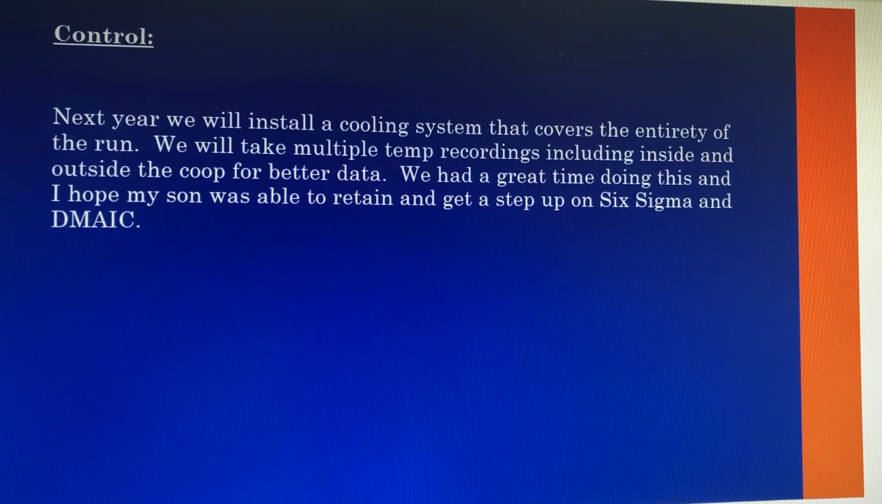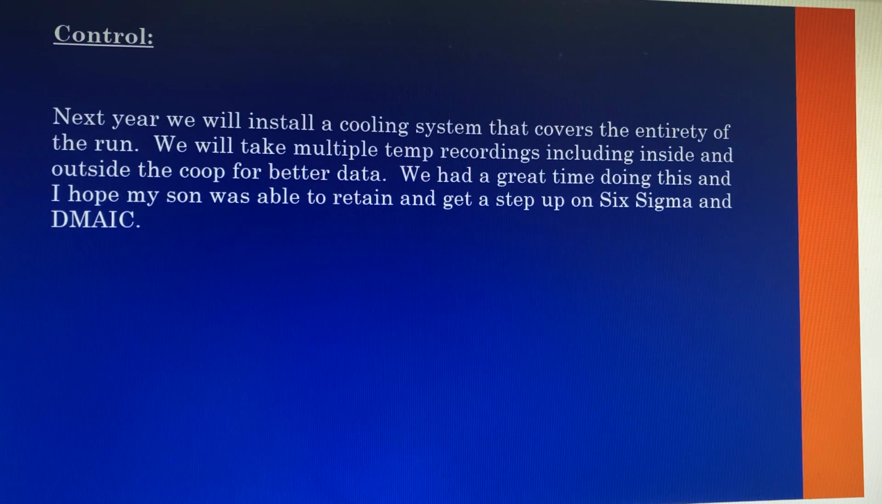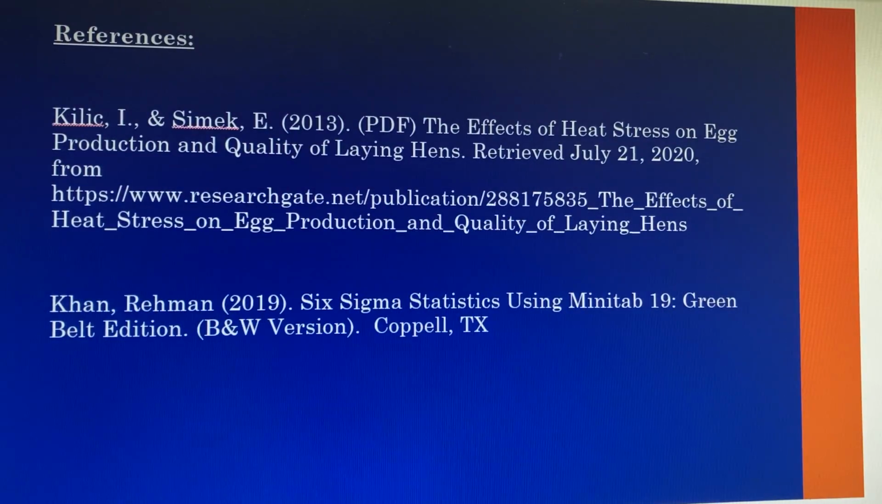Next year, we're going to install a larger cooling system that's going to cover the entirety of the run. We'll take multiple temperature readings, including inside and outside the coop, so we can gather better data and see if there's a correlation between the two of those. And we just had a great time doing this, and I hope that my son was able to retain and get a step up on Six Sigma and DMAIC. So it was actually a lot of fun. We enjoyed it.